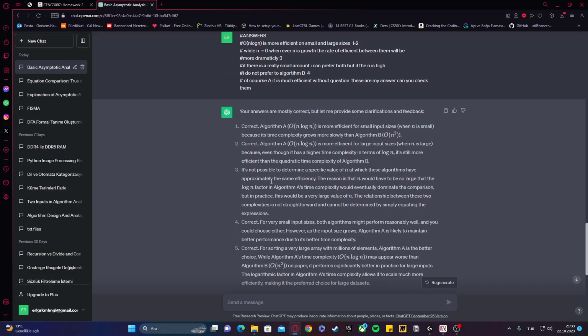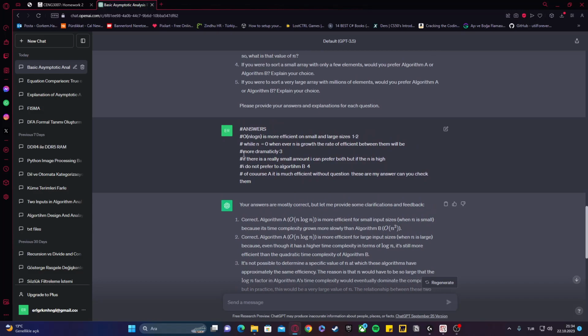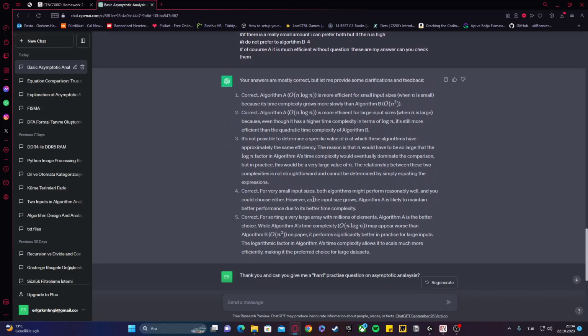dramatic. And it says it's not possible to determine a specific value of n at which these algorithms have approximately the same efficiency. The reason is that n would have to be so large that the log n factor in algorithm A's time complexity will eventually dominate the comparison. But in practice, this will be a very large value of n. The relationship between these two complexities is not straightforward and cannot be determined by a simple equation. Actually, I just write it here to make my homework a little bit clearer.